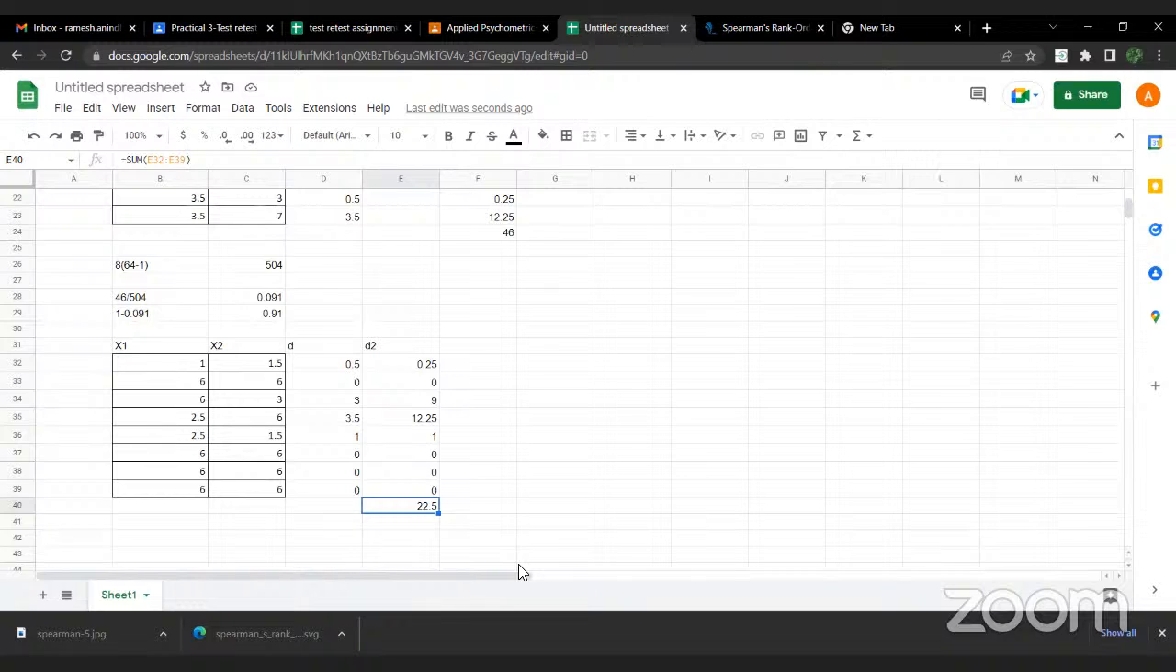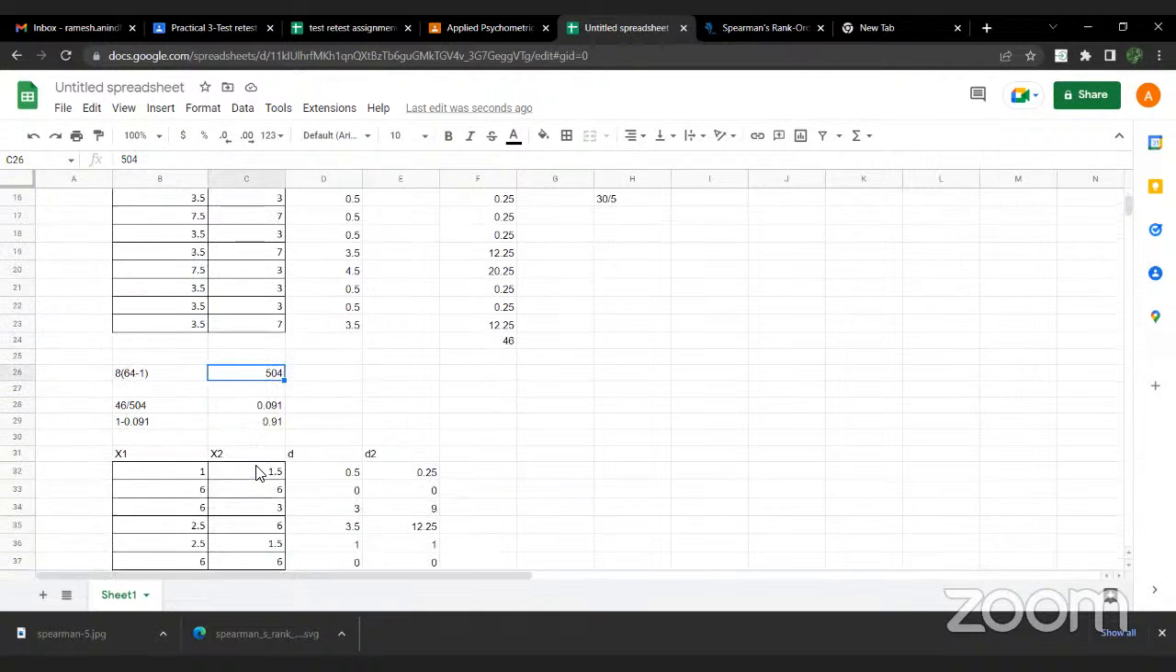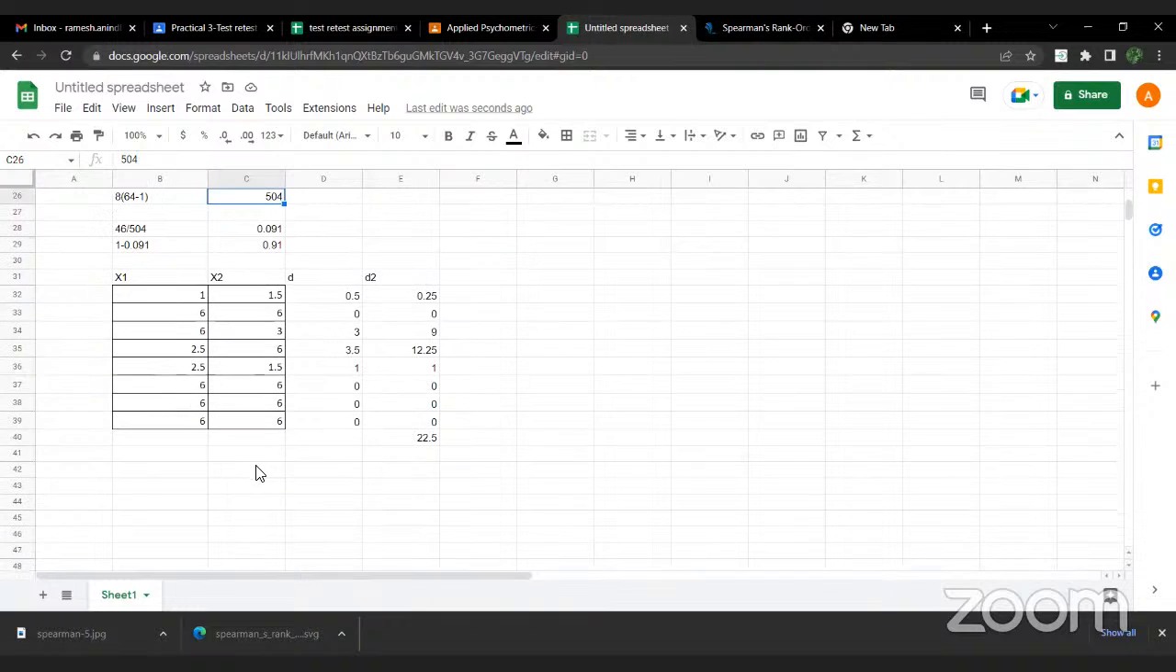So we're again going to substitute the same thing into the formula. We already calculated the denominator to be 504, so we're just going to keep it that way. So we're going to now go ahead and calculate this. So what do we have here? We have 1 minus 6 into 22.5 as the numerator and the 504 as the denominator. This is what we need to do.